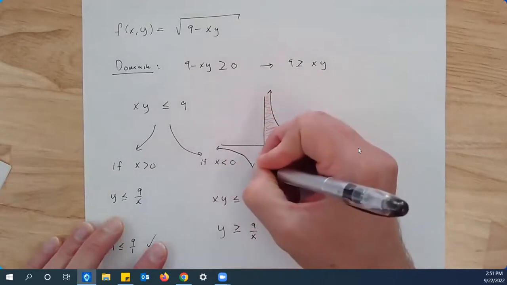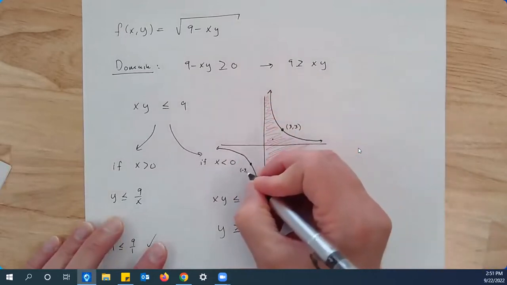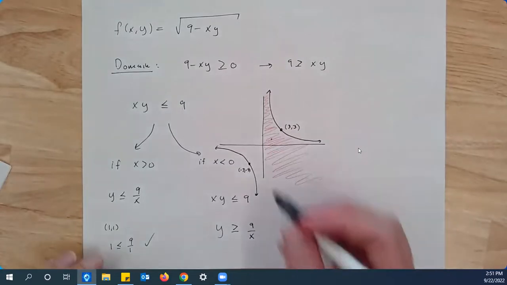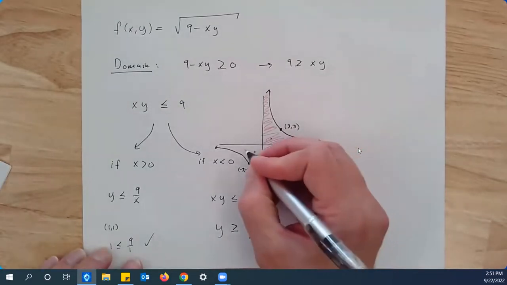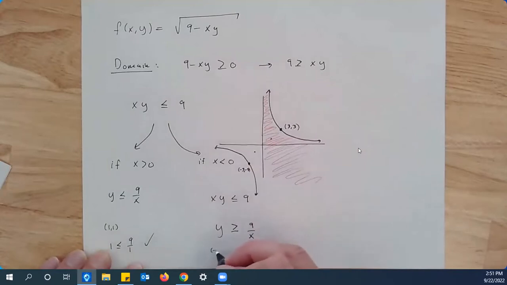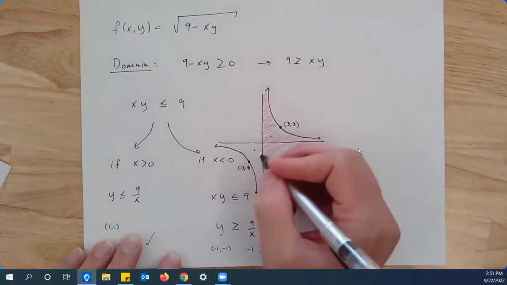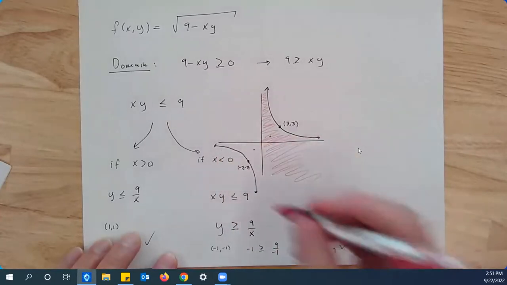So over here, when x is negative, here's the other half of this graph. It has the point (-3, -3). And I want y to be bigger than or equal to 9 over x. So let's test a point like (-1, -1). If I plug in (-1, -1), is -1 bigger than or equal to 9 over -1? Is -1 bigger than or equal to -9? Yeah. So that's the side I want of this graph. So I want all of this as well.